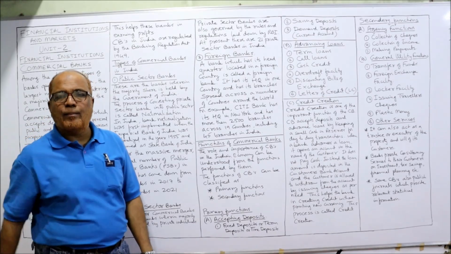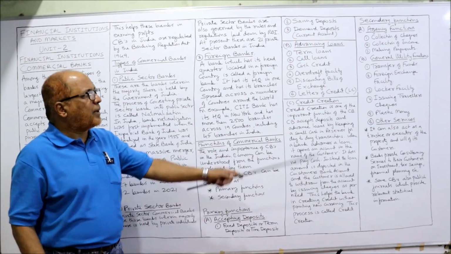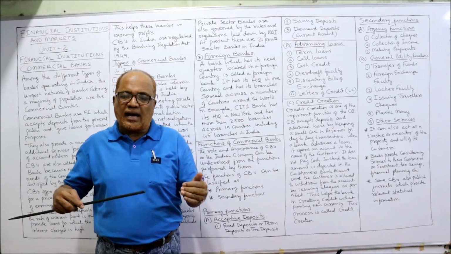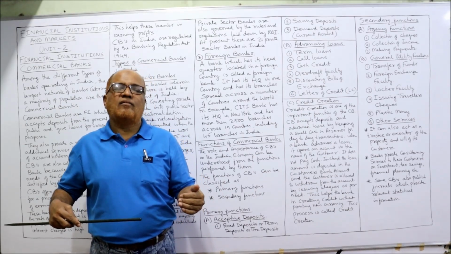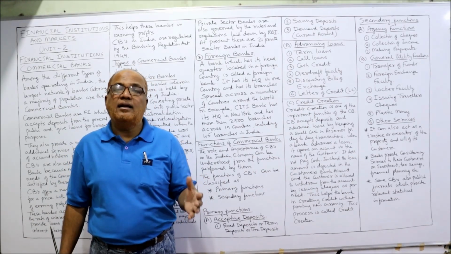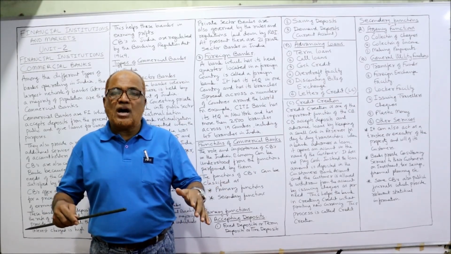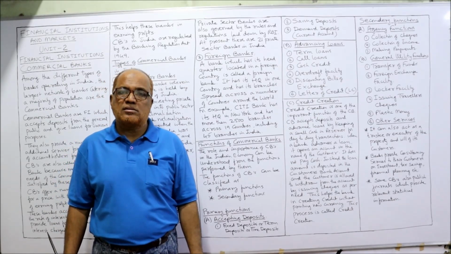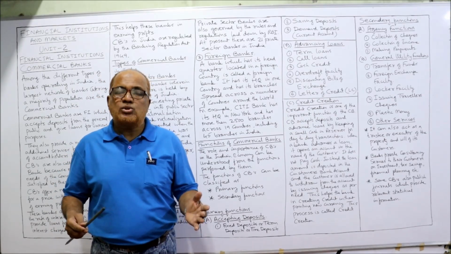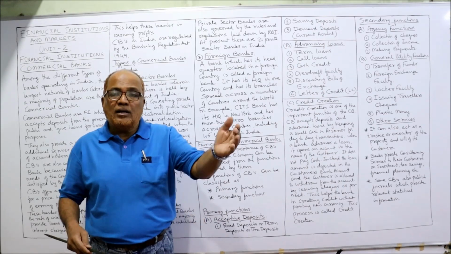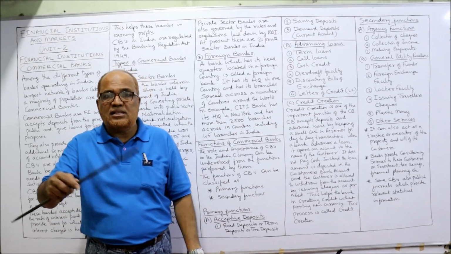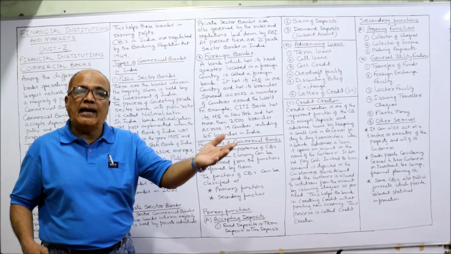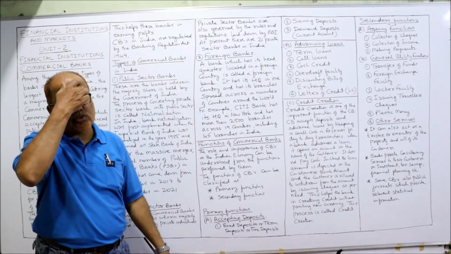That is the first primary function. The second primary function is advancing of loans. Once the deposits are accepted, the banker will not keep the money idle. If the money is kept idle, how can the banker pay the interest to deposit holders? So the banker has to utilize the money, earn some interest, and from that interest they have to pay the deposit holders. So how will the money be lent? That is called advancing of loans.